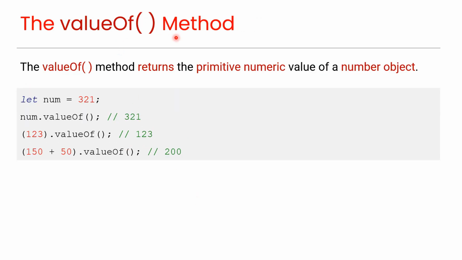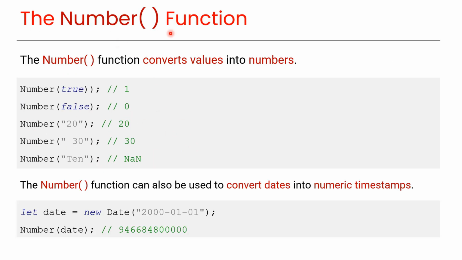The valueOf method. The valueOf method returns the primitive numeric value of a number object. For example, all these statements return the primitive values of these numbers. The Number function. The Number function converts values into numbers. For example, this statement converts true to 1. This statement converts false to 0.